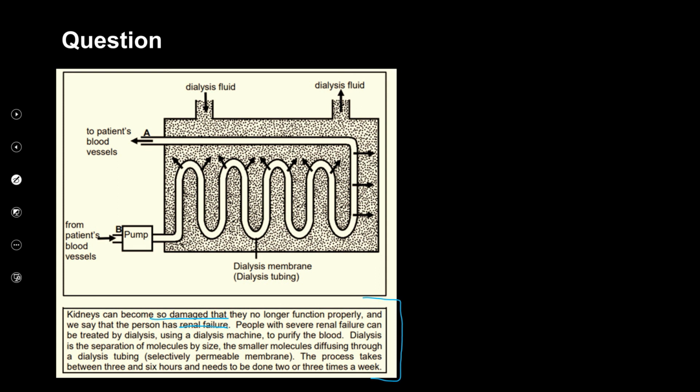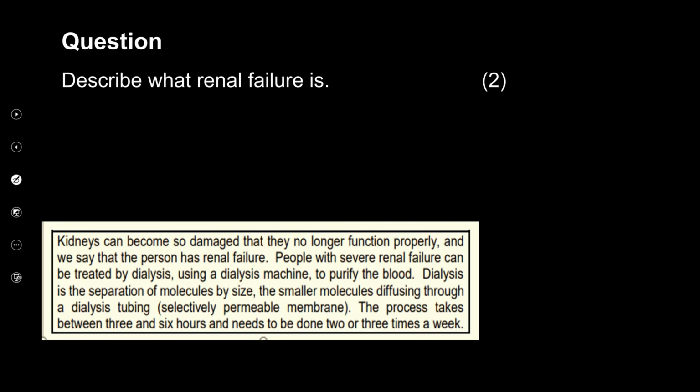People with severe renal failure can be treated by dialysis. So it's telling you that using a dialysis machine, the machine purifies the blood. Dialysis is the separation of molecules by size, the smaller molecules diffusing through the selectively permeable membrane in the place of your nephron, and this process takes between 3 and 6 hours and needs to be done 2 or 3 times a week. So we have a diagram and a little bit of an introduction of why somebody would want it. The first question: describe what renal failure is.